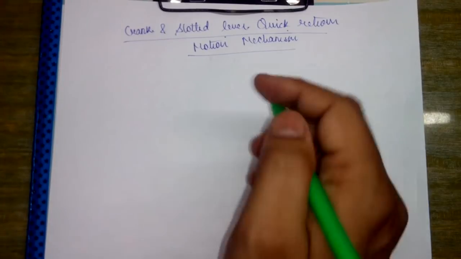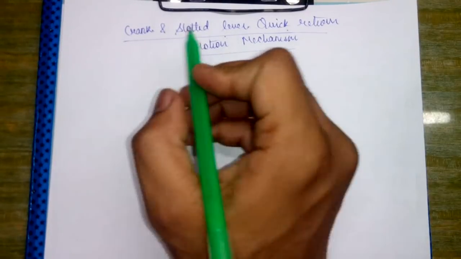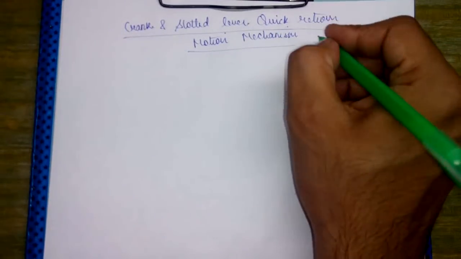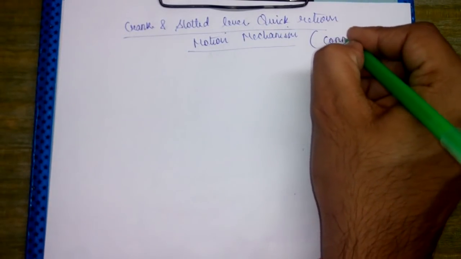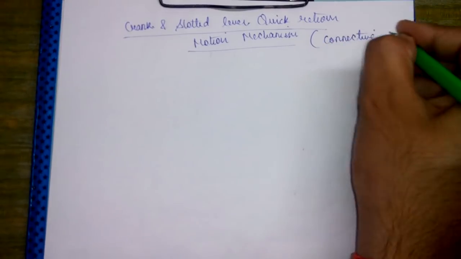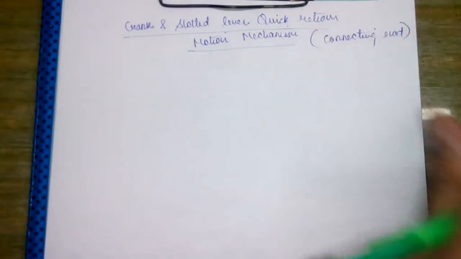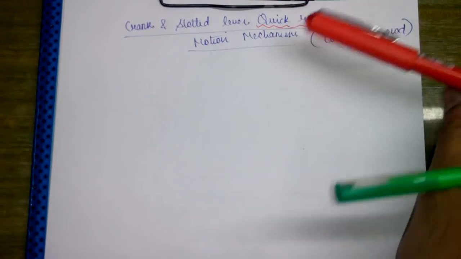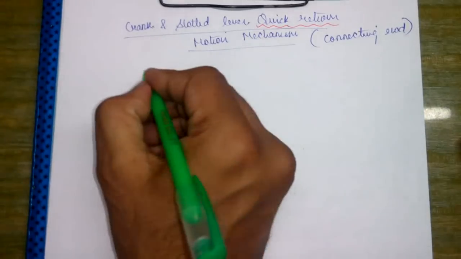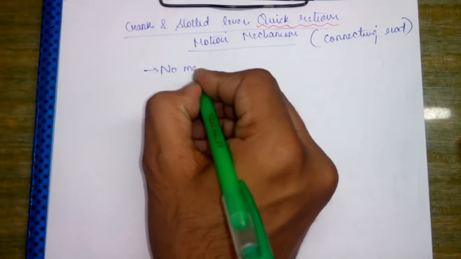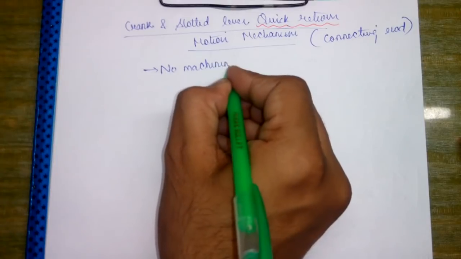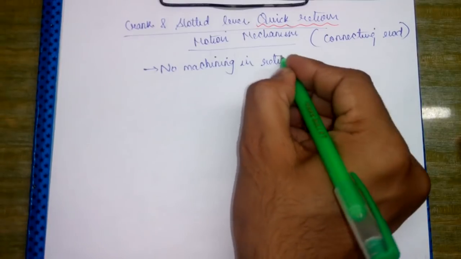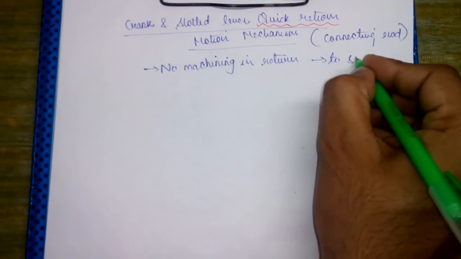Now we will discuss the very important inversion of the connecting rod, that is the crank and slotted lever quick return motion mechanism. It is obtained by the inversion of the connecting rod. Now the name itself suggests that it is quick return, so the time required for the return stroke would be very, very less, and there is no machining in the return stroke. And why? In order to save time.